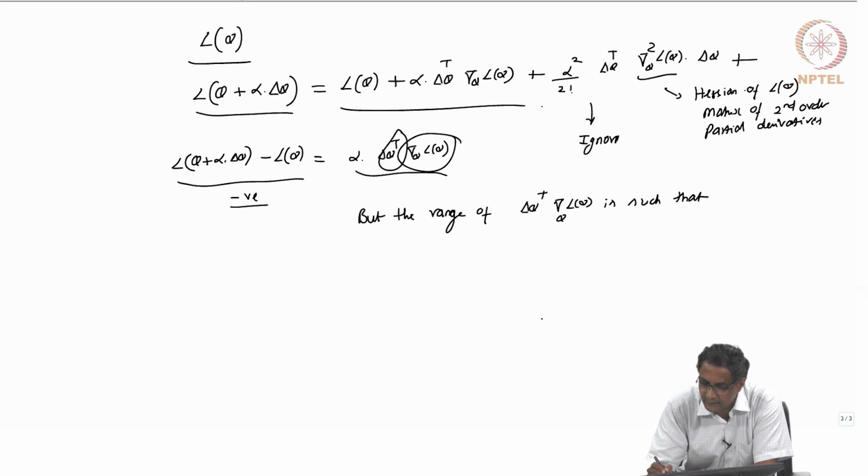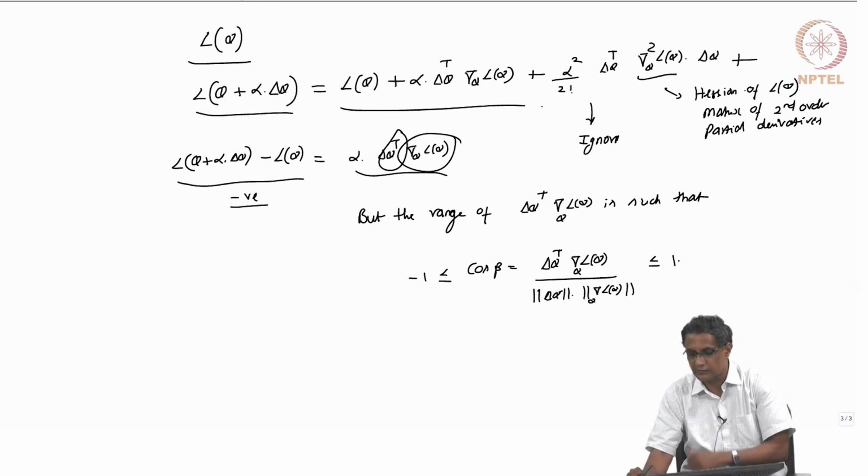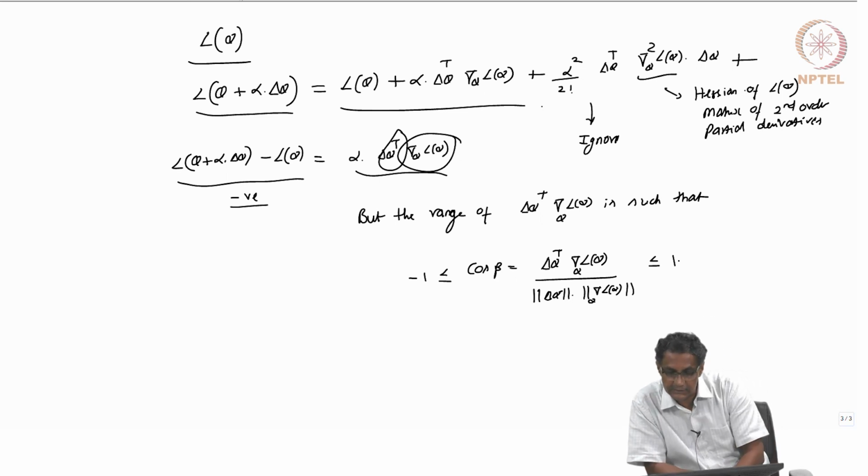suppose we said that the angle between them is, let us say, β, such that cos β is equal to Δθ transpose gradient L(θ) divided by norm Δθ times norm gradient L(θ). This is a number that is greater than or equal to -1 and less than or equal to 1. So if you take its ratio with respect to the norms of the individual vectors, you get that.